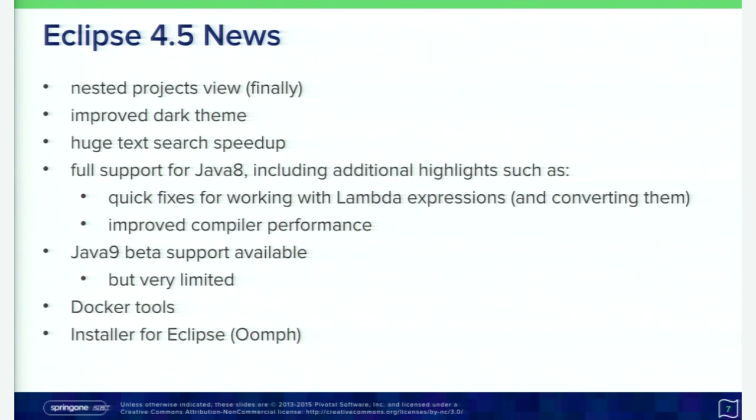Some people really care about the second one, dark theme. I don't know why, but there are people who really care about this. If they don't have a dark theme, they don't want to use it. That's improved. There is some speed up in the text search, and I'm going to skip over the Java 8 bits because I've actually got a little demo for that. And they're starting to work on Java 9 support. There is a beta available. It's still very limited.